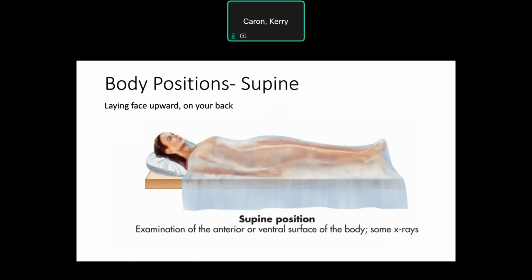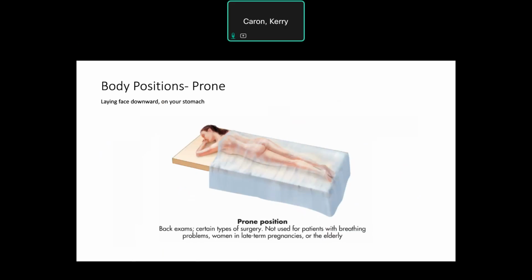For this course, you'll also need to know body positions. So supine, think on your spine, supine spine. You're laying face upward on your back. And this is used for some examinations, x-rays, lots of things. Prone is laying face down on your belly for back exams, certain types of surgery. If a patient has breathing problems, or a pregnant woman or the elderly, they may have difficulty laying in the prone position.